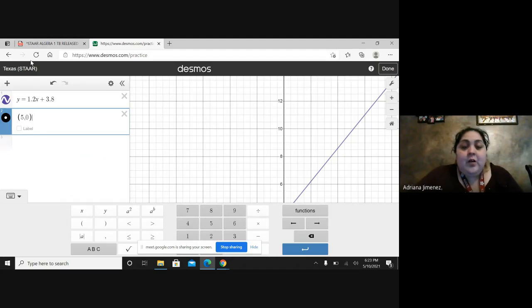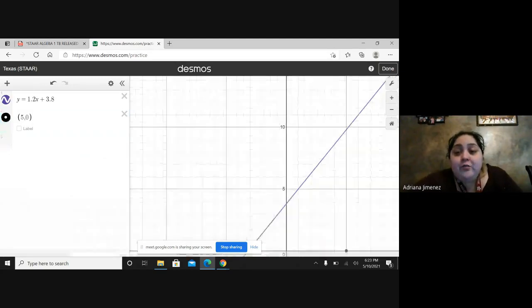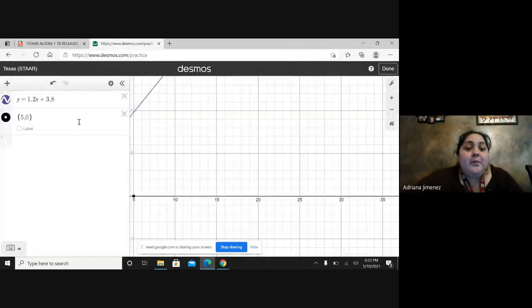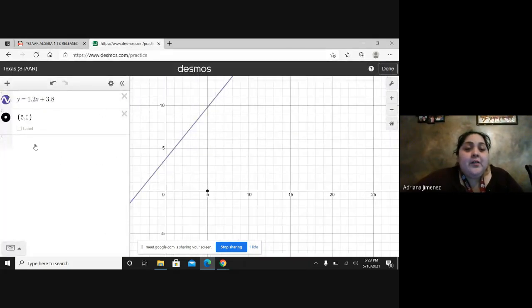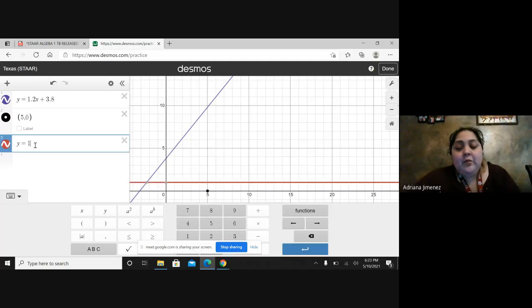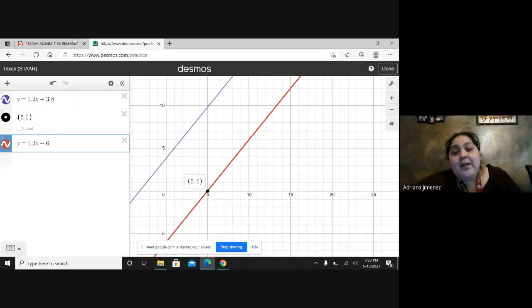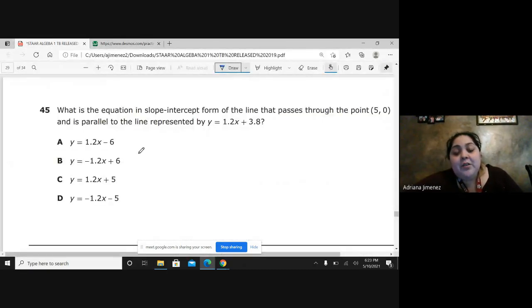Okay, so I want to know which equation is going to go through that dot. So I go back over here and I type in my first one. Okay, my first one says y equals 1.2x minus 6. And hey, that's the one. Parallel means that the lines don't touch, and that's the one that's going through that dot, 5, 0. So that's my answer. I'm looking for which one is not going to cross this line and is going to go through that 5, 0.